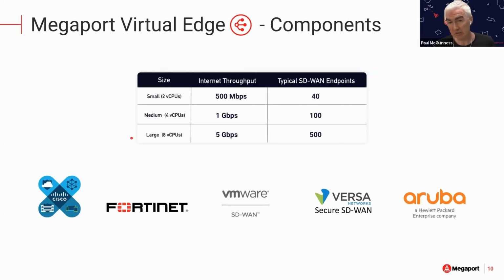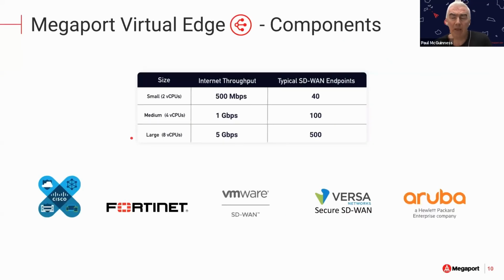In addition, the virtual edges come with DDoS protection. It comes with the public IP addressing. The peering is already done there. So that's already done to 2 internet transit providers, so that you don't have to worry about that piece of the network.